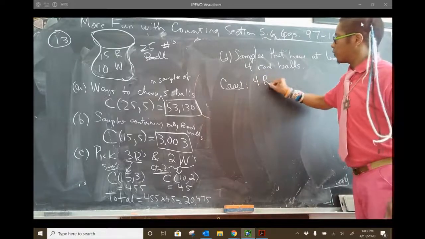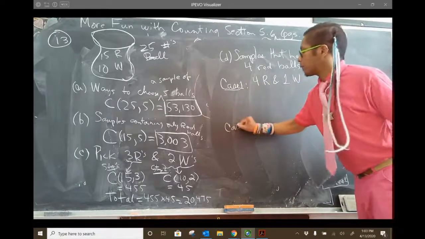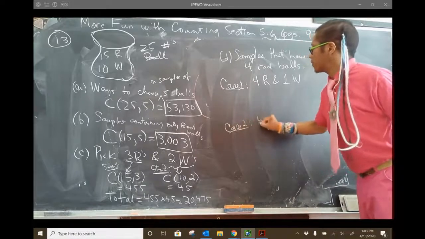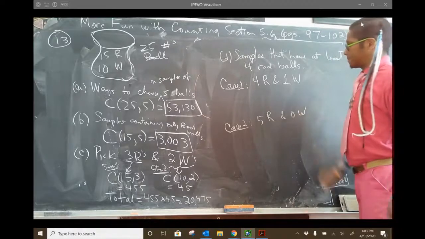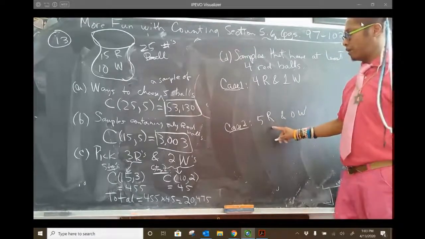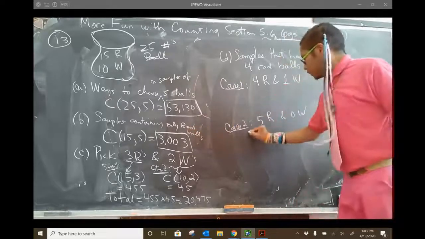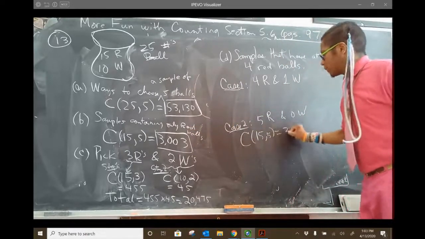So we can have either 4 red and 1 white, or case 2, we can have 5 red and 0 white. Well, this one's easy to count because we already counted that: samples that contain only red balls. This is C(15,5), which was 3,003.